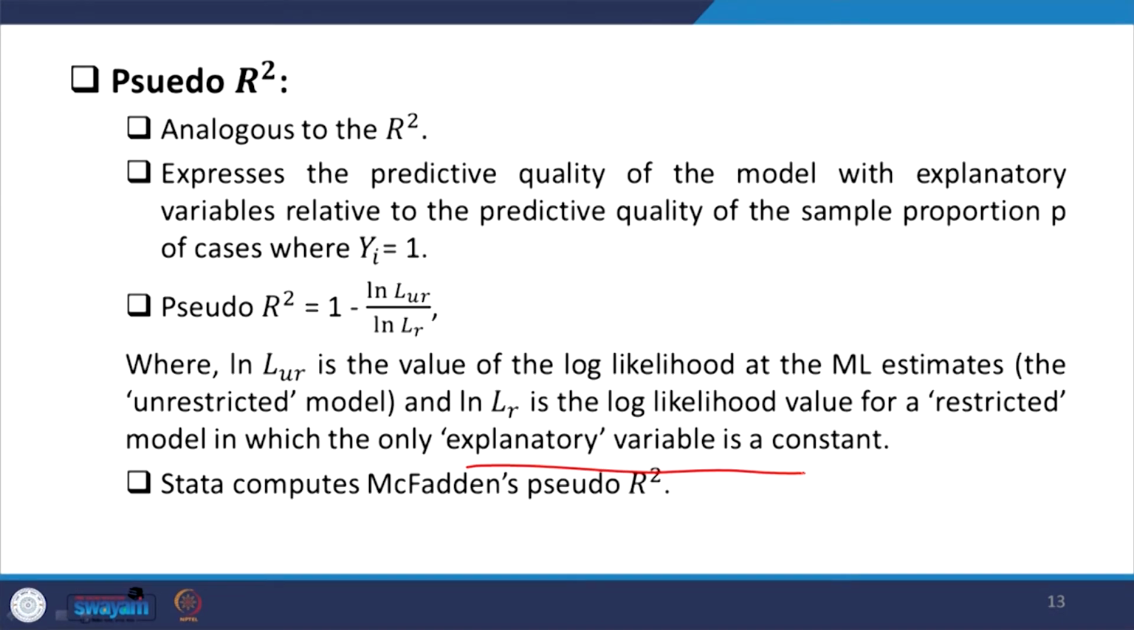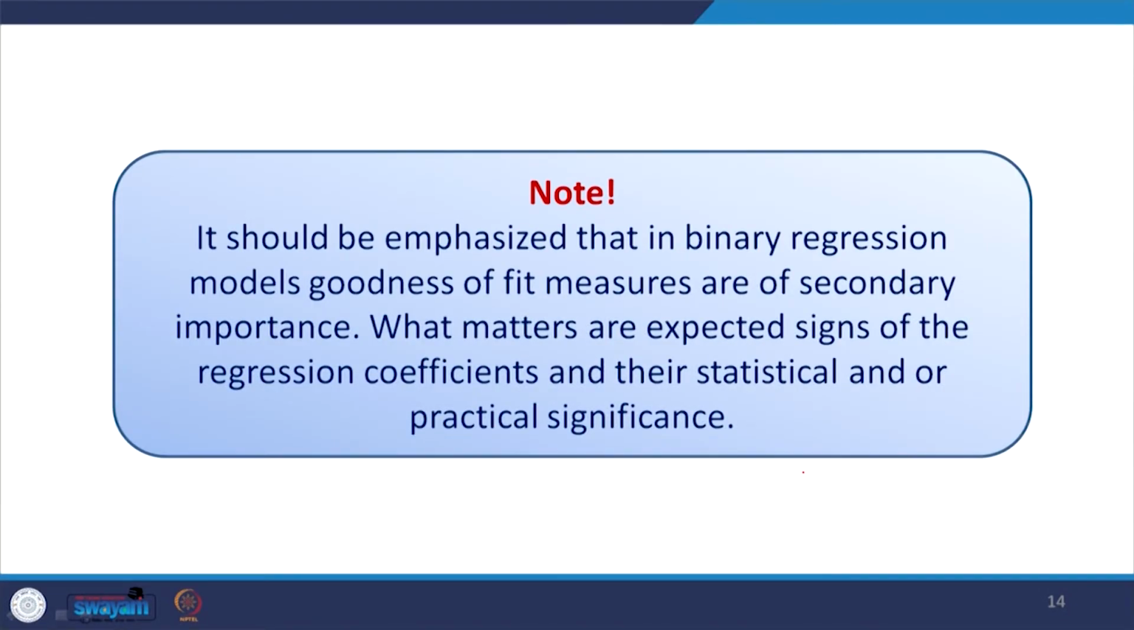So, Stata computes, we already mentioned the McFadden technique of estimating R square, also called pseudo R square. Stata adopts this in these kinds of models. Now, it should be emphasized that in binary regression models, goodness of fit measures are of secondary importance. What matters is the expected sign. The sign of the coefficient is more important, and their statistical or practical significance, which we already discussed, is more important than that of R square. So if the R square value is low, you may not worry, especially in these kinds of models.